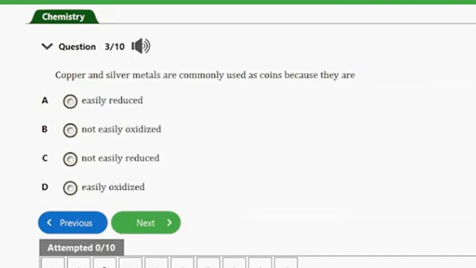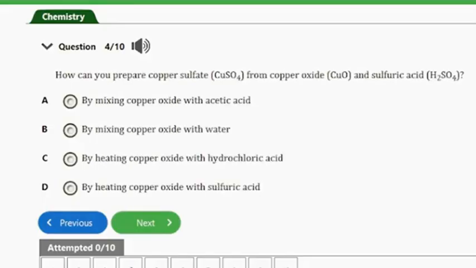Let's consider the next question. Question number 3 here. It says, copper and silver metals are commonly used as coins because they are A. Easily reduced, B. Not easily oxidized, C. Not easily reduced, D. Easily oxidized. So guys, the answer to this question is option B here, and that's not easily oxidized. Actually, coinage properties require that the materials to be used must be noble and hence should not rust easily or become easily oxidized. And that's it for this question. The answer to this question is option B. So let's consider the next question.